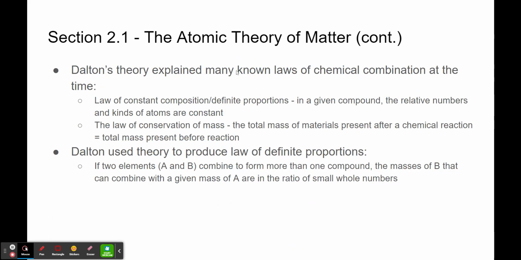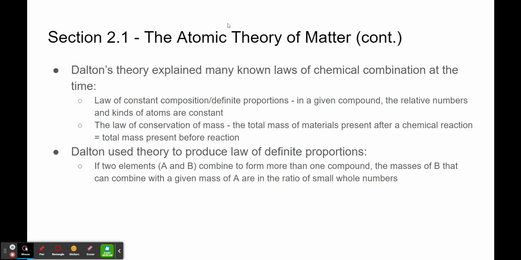Dalton's theory explained many known laws of chemical combination at the time, like the law of constant composition, or definite proportions, which is that in a given compound, the relative numbers and kinds of atoms are constant. It also explained the law of conservation of mass, which is that the total mass of materials present after a chemical reaction has to equal the total mass present before the reaction.